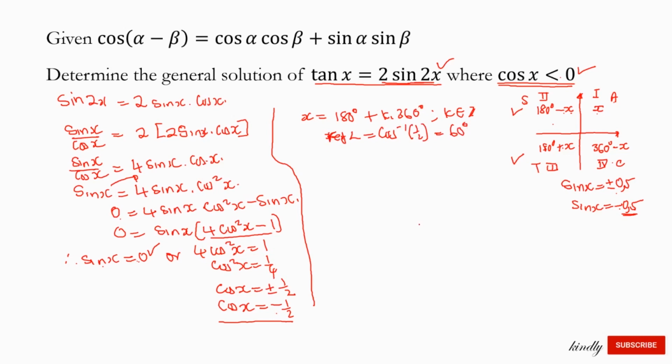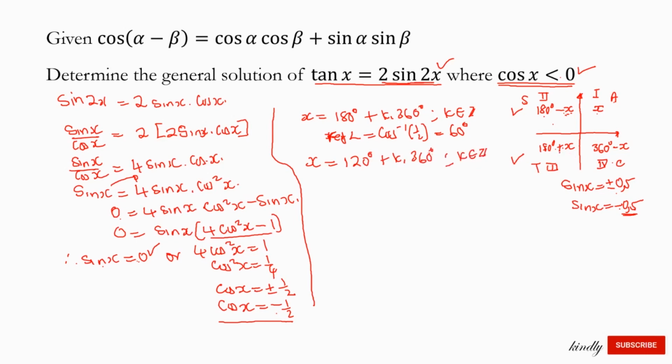So our reference angle is 60 degrees. Okay, remember what we said. We want quadrant 2 and quadrant 3. So it's going to be 180 degrees minus 60. You can go back to that information I gave you about quadrant 1, quadrant 2, quadrant 3, and quadrant 4. It's 180 minus 60, plus k times 360. So x is equal to 180 minus 60, which is 120 degrees plus k 360 degrees, where k is an integer.